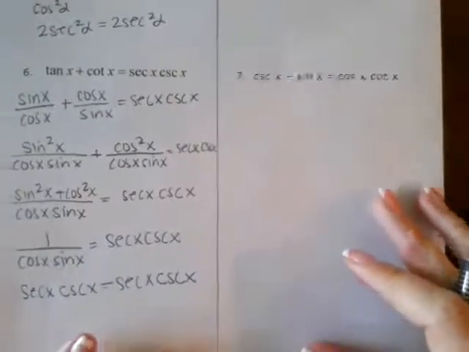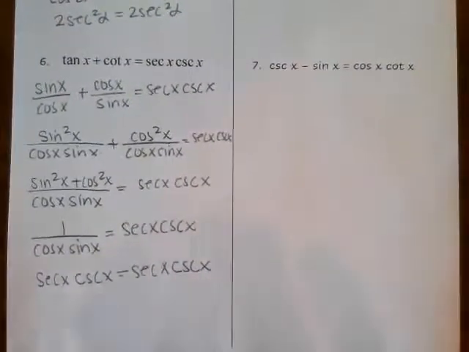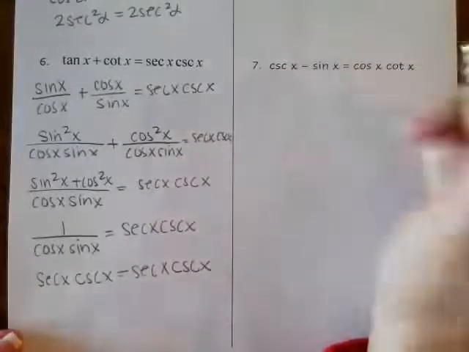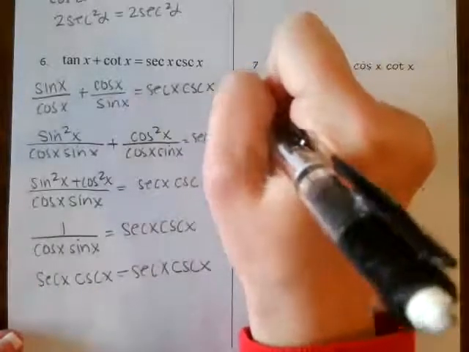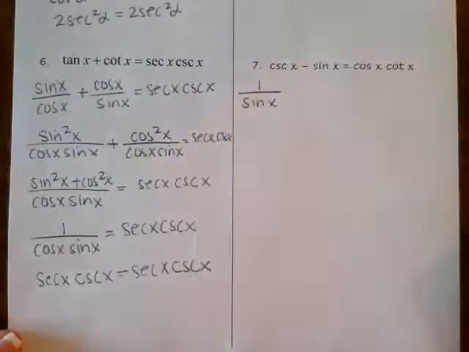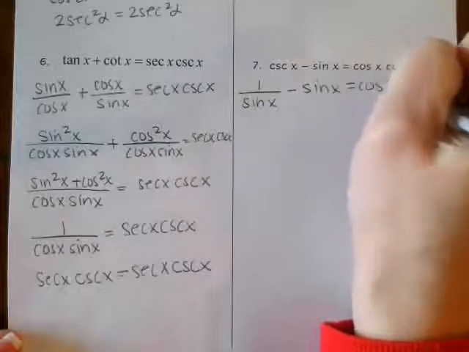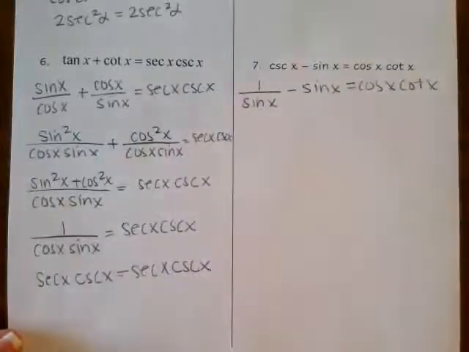All right, one last one before you guys start practicing. Again, make sure that you practice this. The more you practice, the better you get at it. For our last one here, again, I'm going to start on this left-hand side. I'm going to use my reciprocals to change that to 1 over the sine of x minus the sine of x is equal to the cosine of x times the cotangent of x.